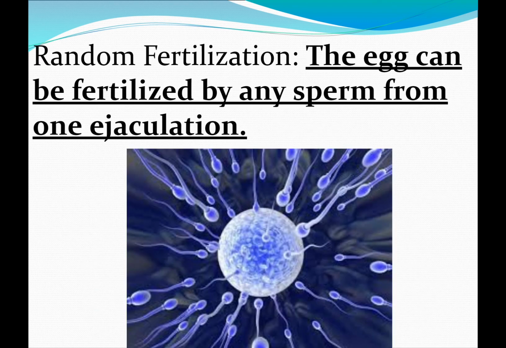And finally, random fertilization, right? When you're having a baby, can you choose what sperm you want to reach the egg? Or females, can you choose what egg you want to get fertilized? No, it's completely random. The egg can be fertilized by any sperm from just one ejaculation, and that's completely random. You can't choose.